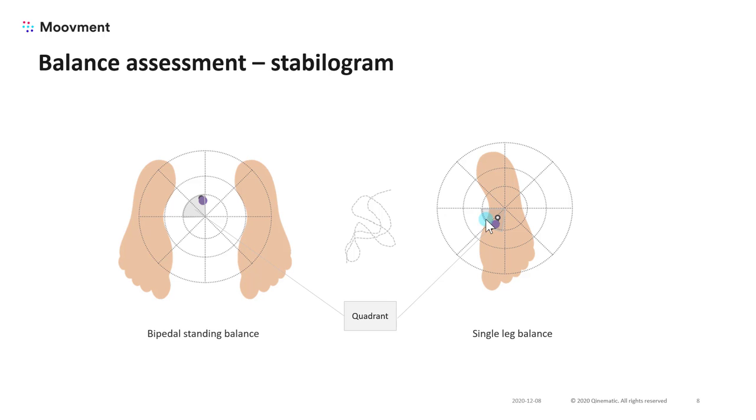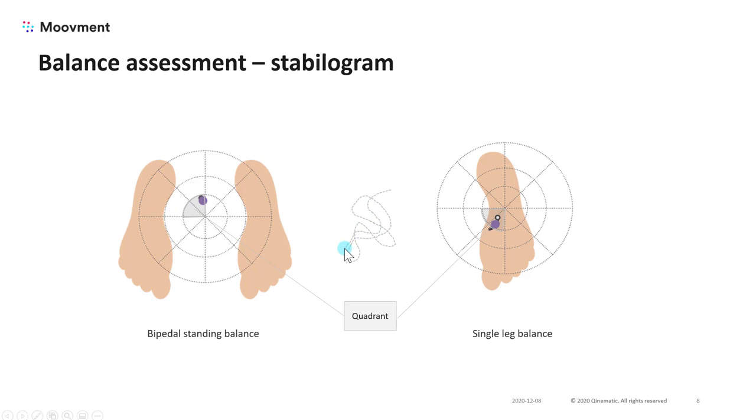The area that's occupied is considered a quadrant, and we break up the quadrants into anterior medial, anterior lateral, posterior medial, posterior lateral. And likewise for double leg stance. However, in this case, it would be posterior and to the right side.